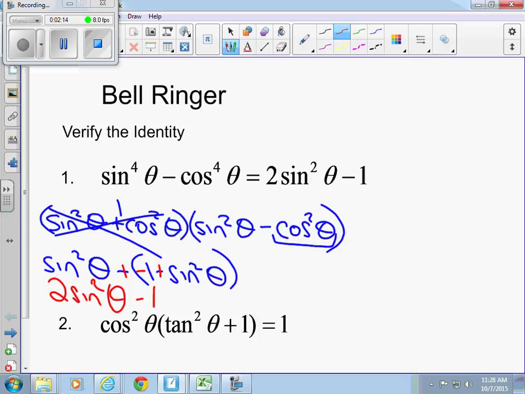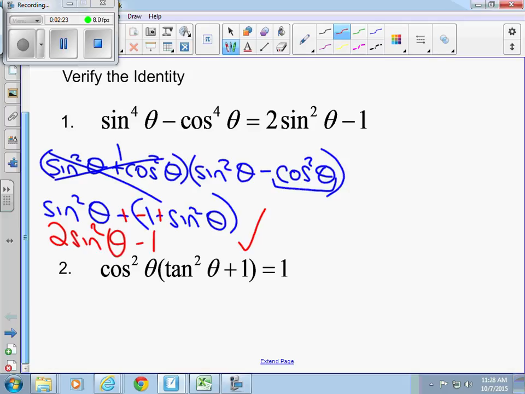What was I looking for? That. I'm done. Sine squared plus sine squared is 2 sine squared, minus 1, so it turns out just simplifying it got me there.